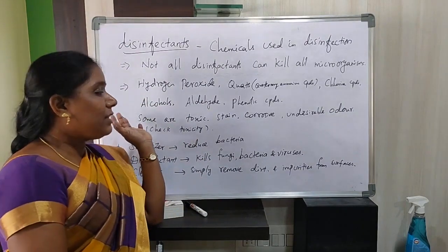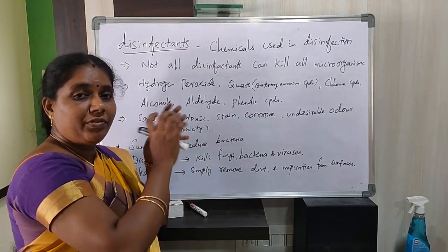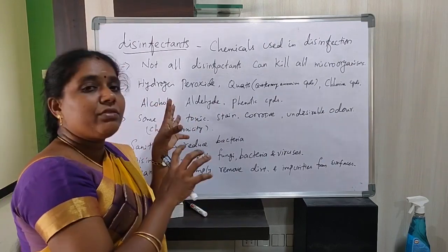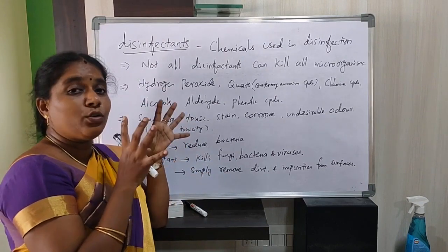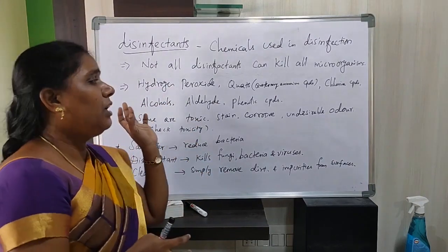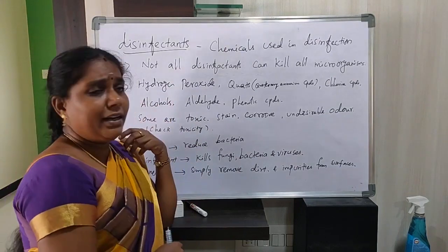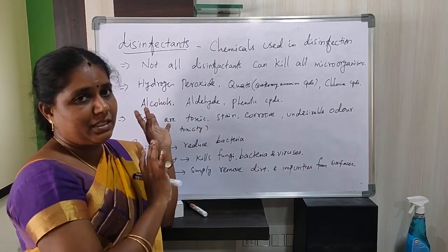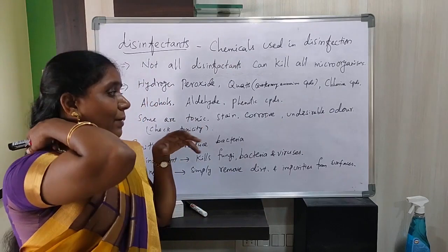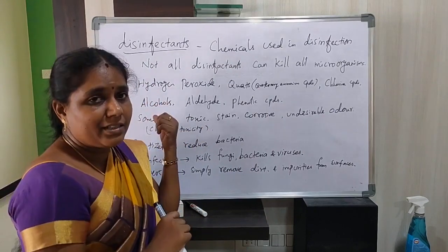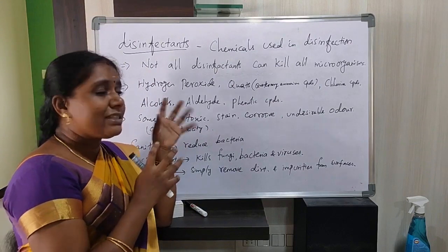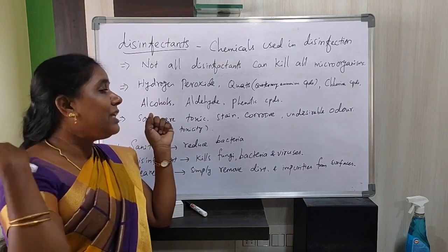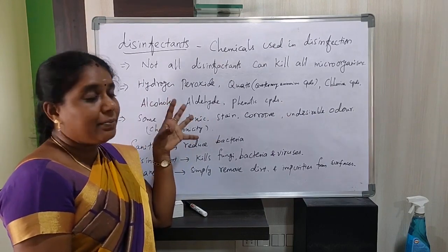Some disinfectants which we will see are toxic, and we can't consume any disinfectant. Some give stains, and some disinfectants are corrosive. We are talking about alcohol, hydrogen peroxide, quaternary ammonium compounds, chlorine, and so on. These compounds are chemical substances. Mostly they contain acids and some other chemicals combined. These chemicals are corrosive in nature. Generally, you know very well, acids are corrosive in nature. So these chemicals also are sometimes corrosive.